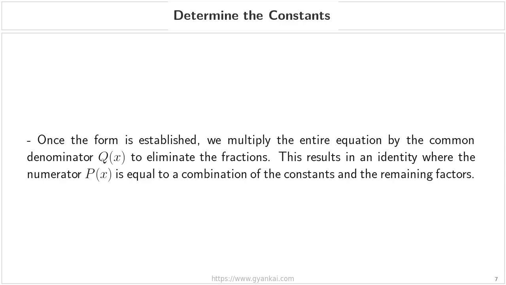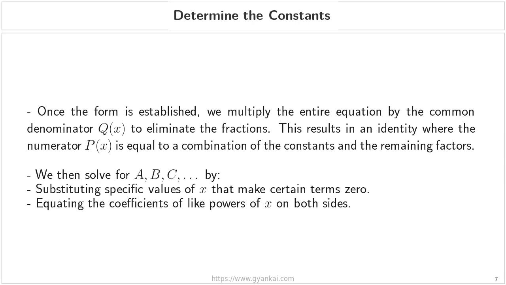After multiplying, what remains is an identity. That just means the left side, which was our original function p of x divided by q of x, now exactly equals the right side, which is a combination of our constants, a, b, c, etc., and the factors we got from the denominator. Essentially, we've rewritten the original rational function in a different, hopefully simpler form. Now, how do we find the values of a, b, c, and so on? There are two main techniques.